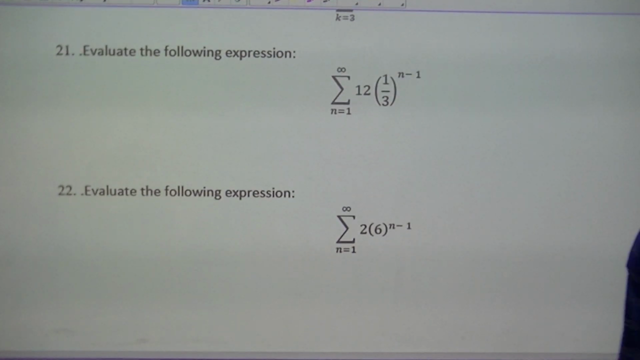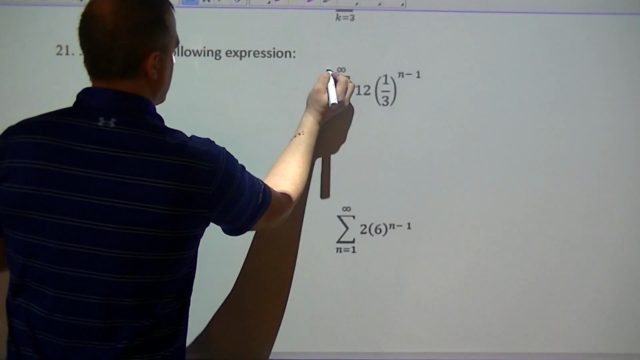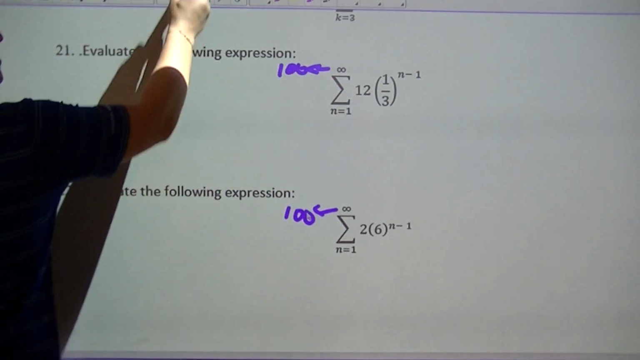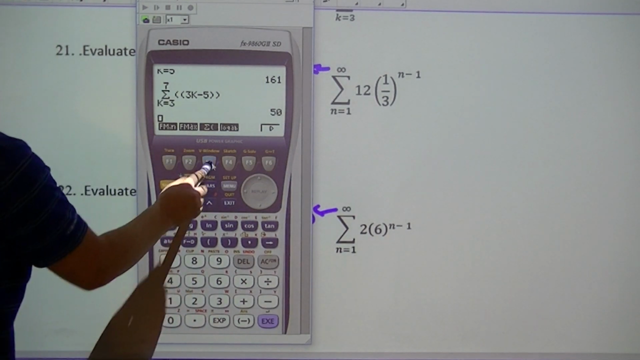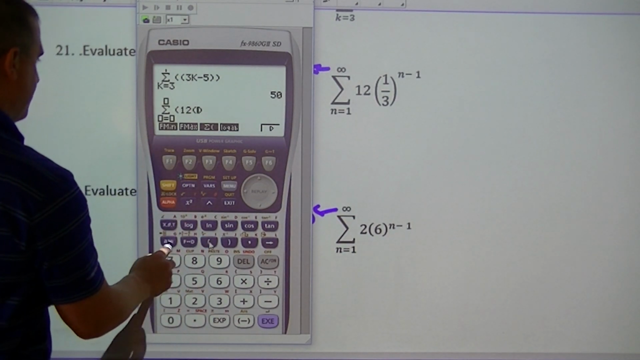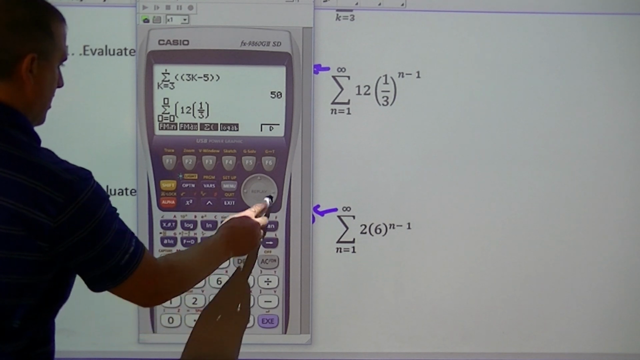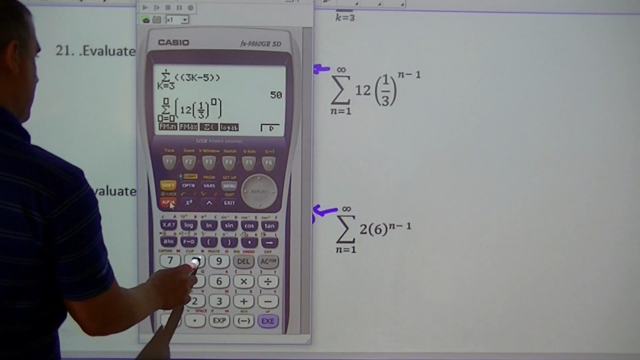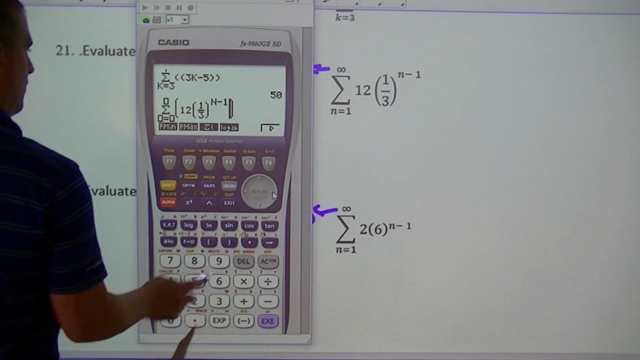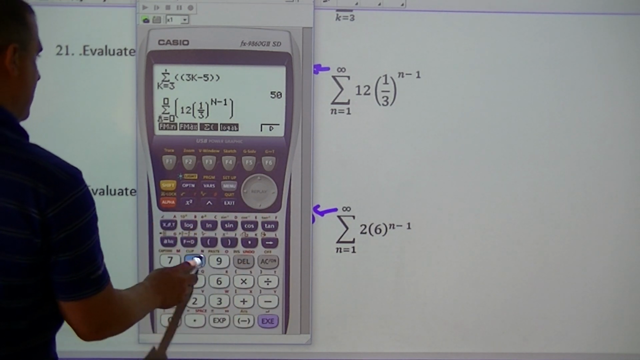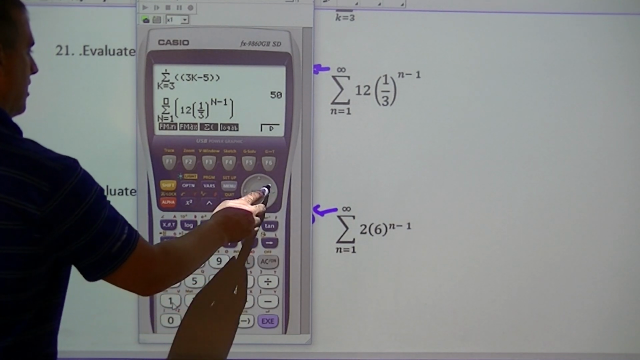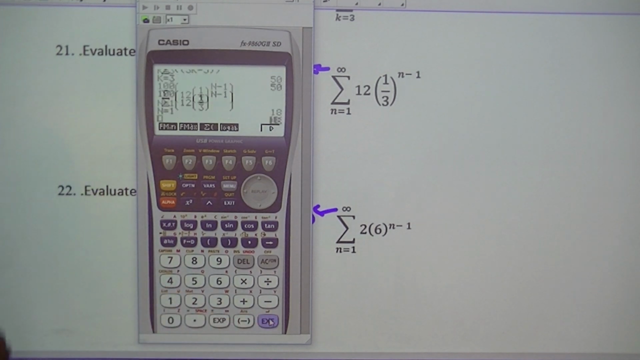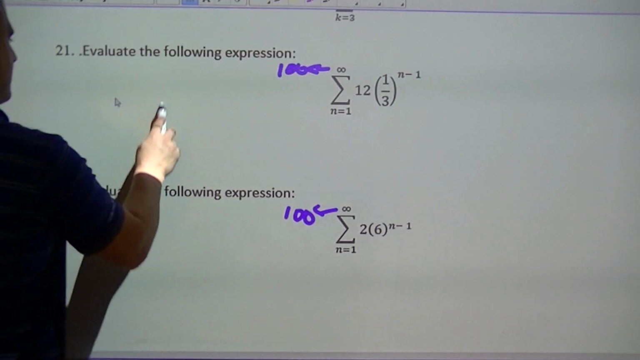Now when you have infinity, what you should do is use 100 for that top number. So I'm going to do sigma, 12 parentheses, 1 over 3, extra parentheses, exponent alpha n minus 1, over alpha n, 1, over 100. If I do that, calculates, I get 18 for an answer.